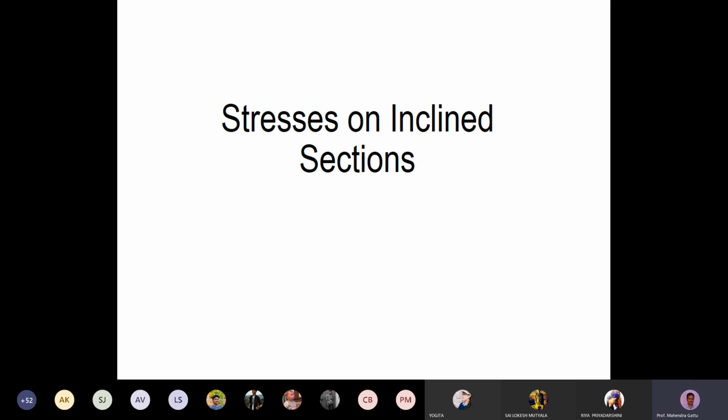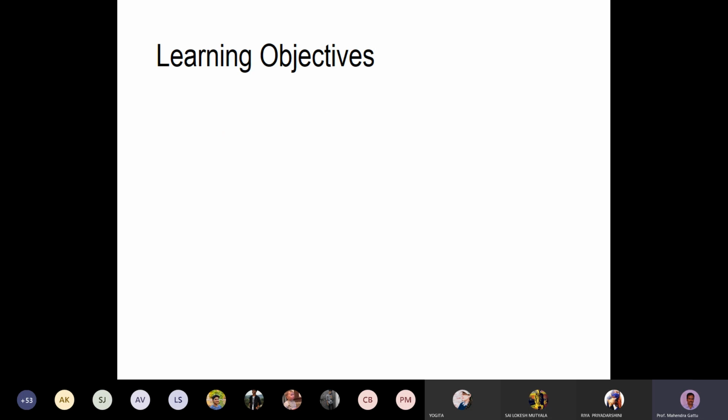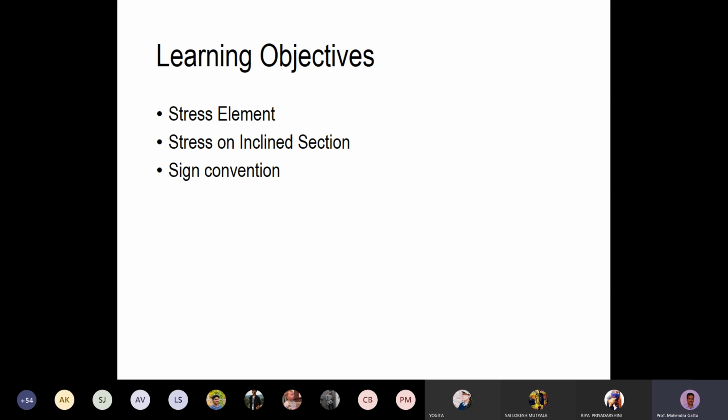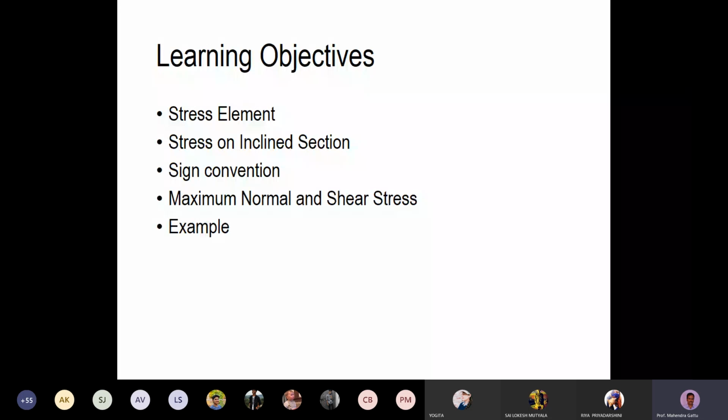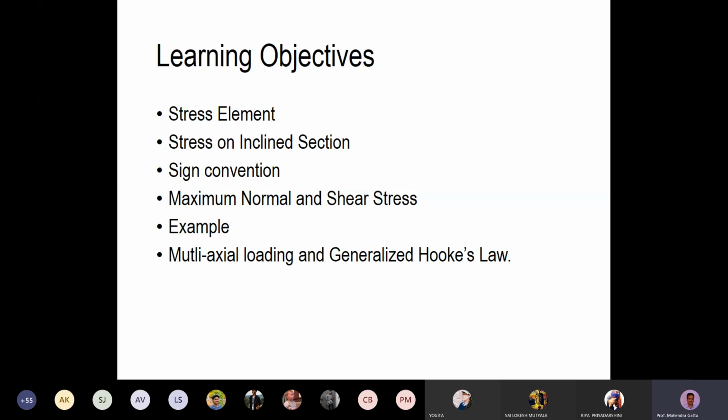In today's class, I will introduce the concept of stress element through a simple uniaxial loading problem, and then I will derive the stresses on an inclined section. One is the normal stress, and the other one is the shear stress. How to get it for the inclined section subjected to uniaxial load. We'll discuss the sign convention for those stresses. We'll find out what is the maximum normal stress, what is the maximum shear stress, and then we'll solve a simple example. Then we will go to a topic on multi-axial loading.